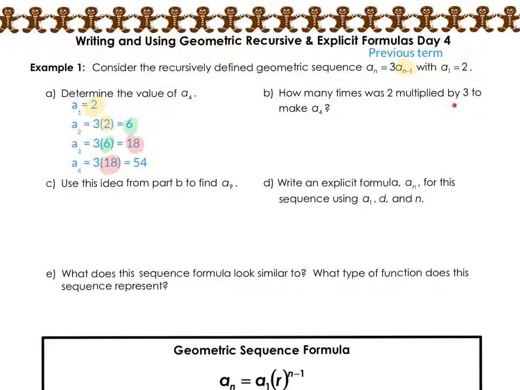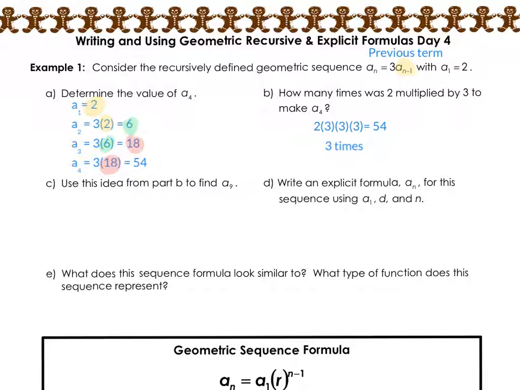So how many times was 2 multiplied by 3 to make a sub 4? Well, the 2 was multiplied to make it 54. It was multiplied 3 times. So 2 times 3 times 3 times 3 to give us the 54 in order to get a sub 4. So how many times? 3 times.